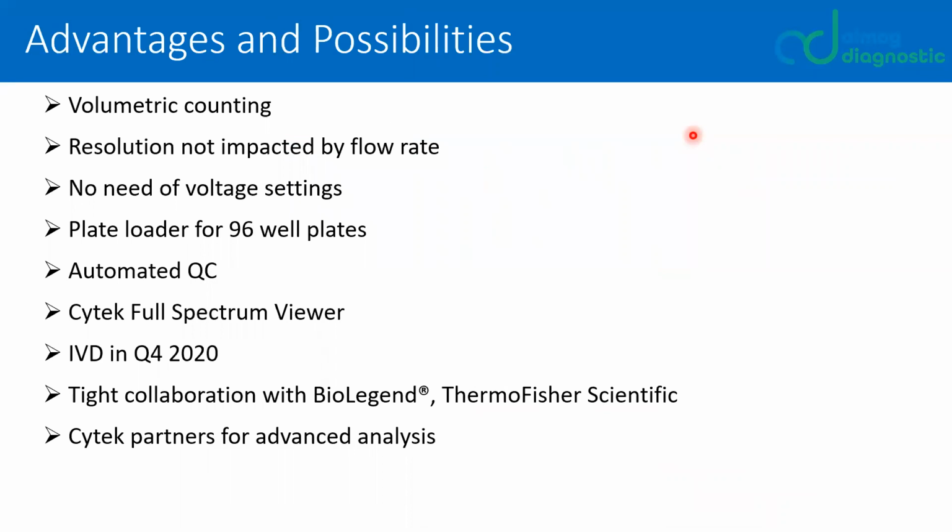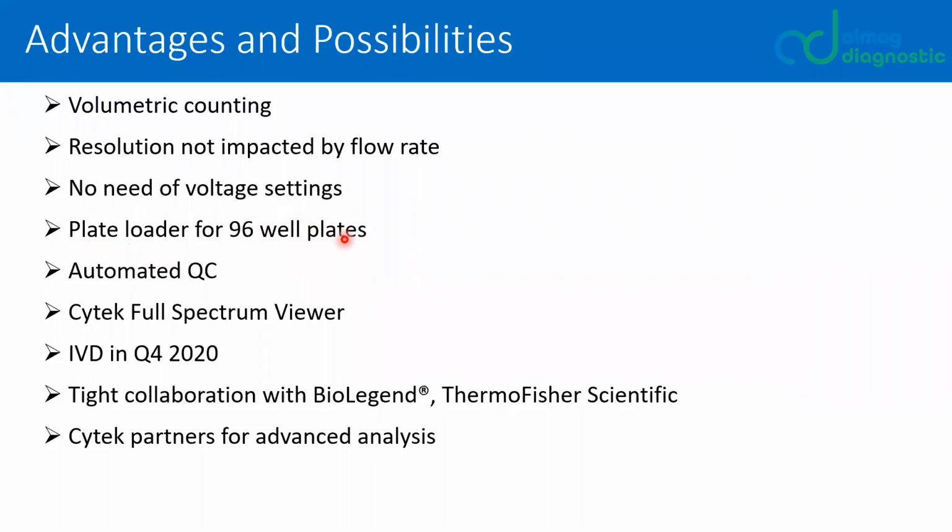So here are some additional advantages and possibilities. Volumetric counting enables us to get the exact concentration of the cells and also the total cell number. Resolution is not impacted by flow rate, thanks to the flat top beam. One of the easiest things about the Aurora is that you don't usually need to adjust the voltages for the detectors. The Cytek assay settings and QC automatically set the gains for you. You have a plate loader option for 96 well plates that can be easily changed between plates and tubes in a matter of seconds.